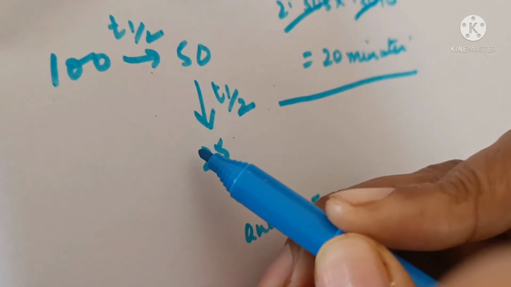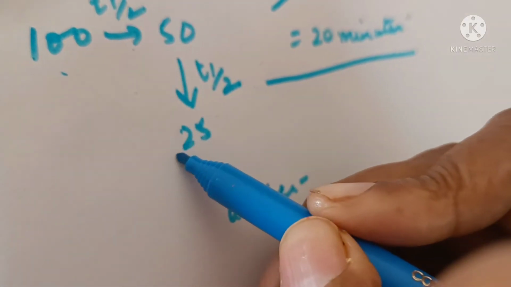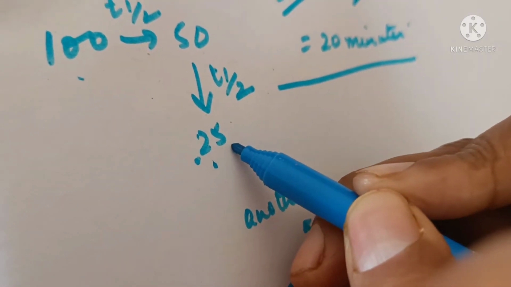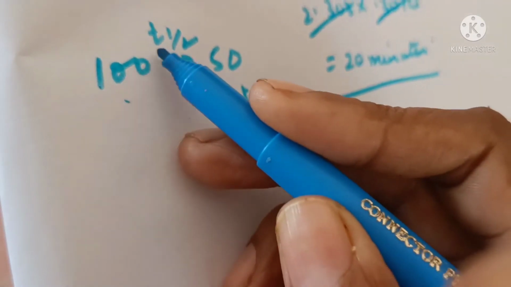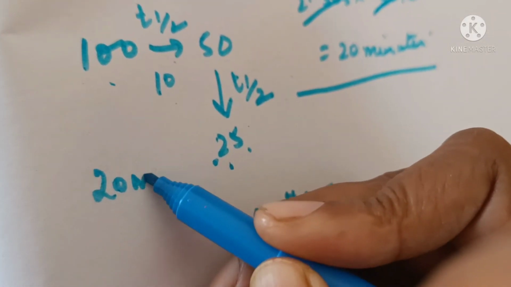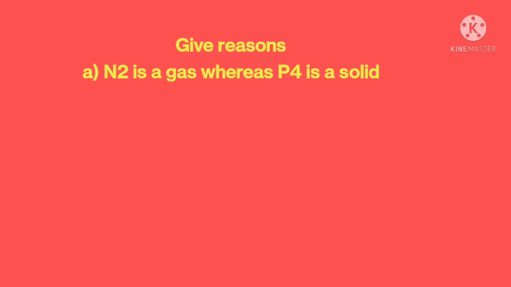So this is time taken for conversion to 75% reaction, which is 2 t halves. As 1 t half is 10 minutes, so time taken will be 20 minutes. 20 minutes is the answer.